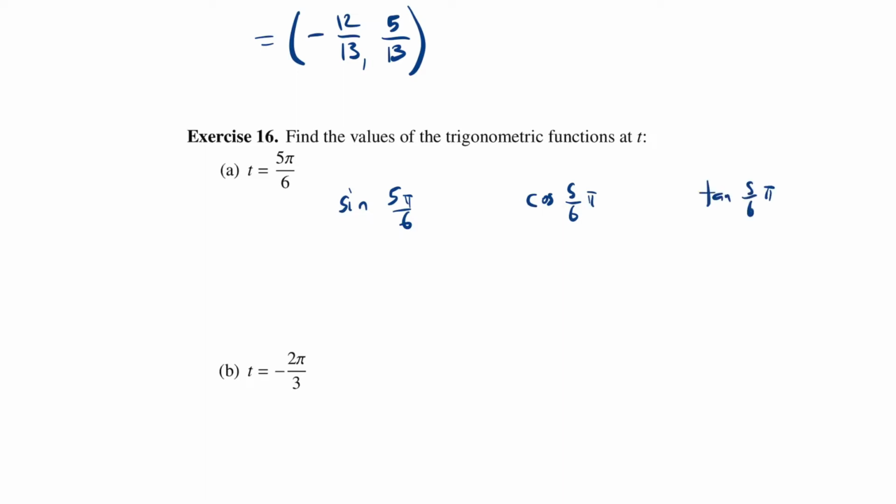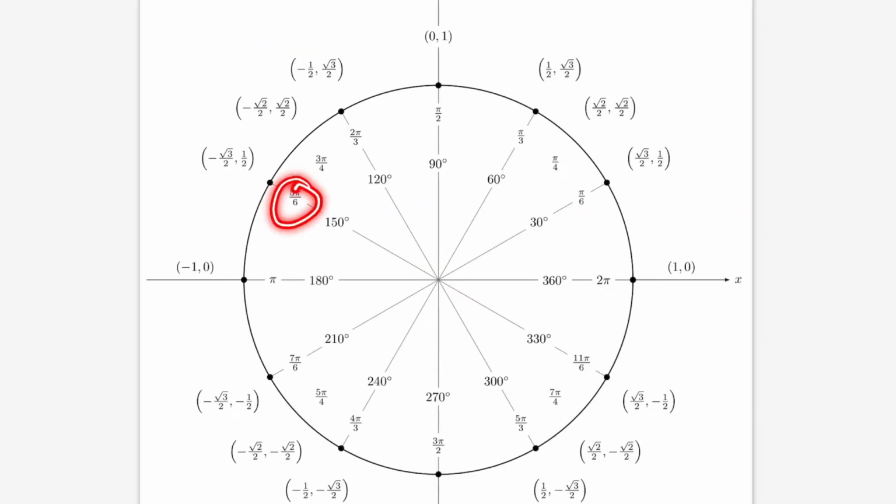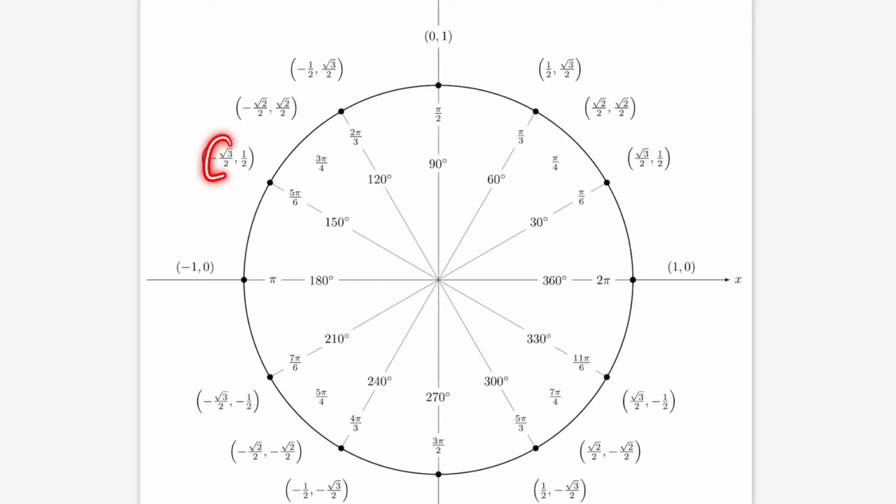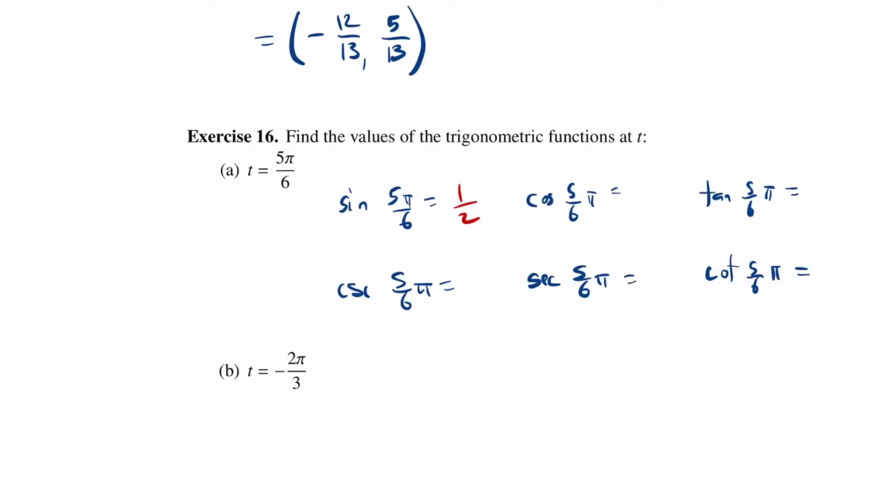And of course, also the reciprocals. Okay, so for this, we refer to our unit circle like we just mentioned. So unit circle for 5/6. Notice that 5/6 is right here. Sine is the y coordinate, so that would be 1/2 for sine. Cosine is the x coordinate, which is negative radical 3 over 2.